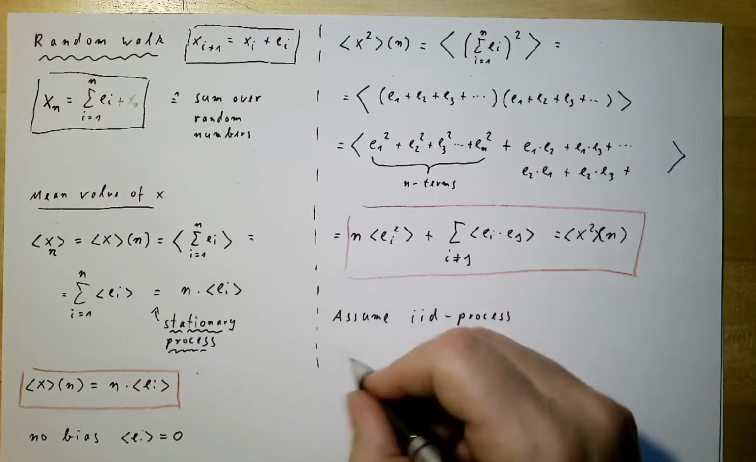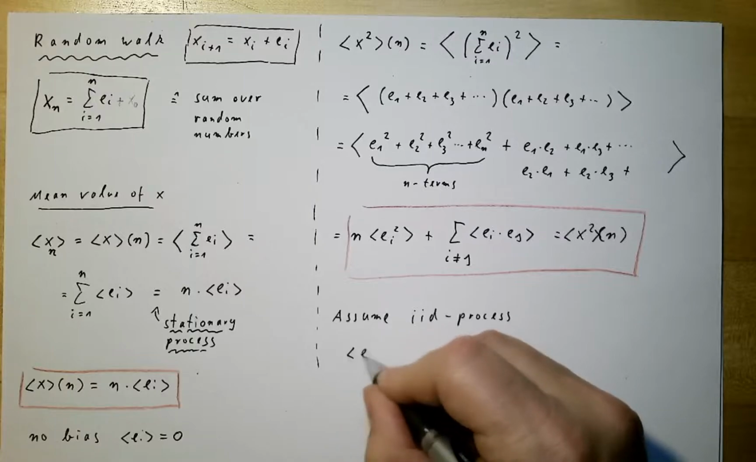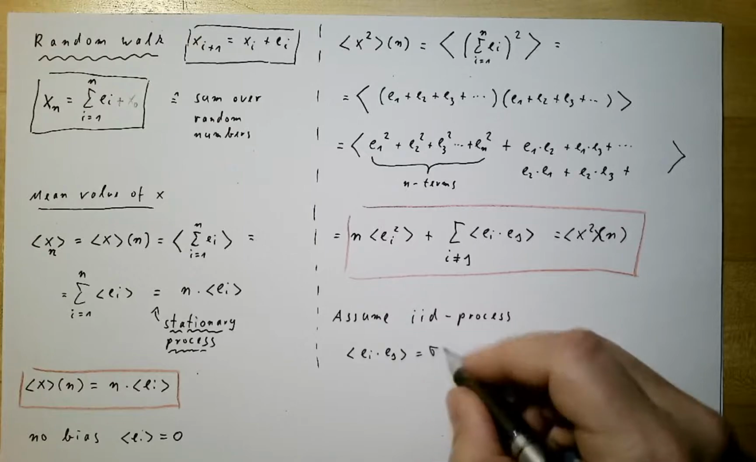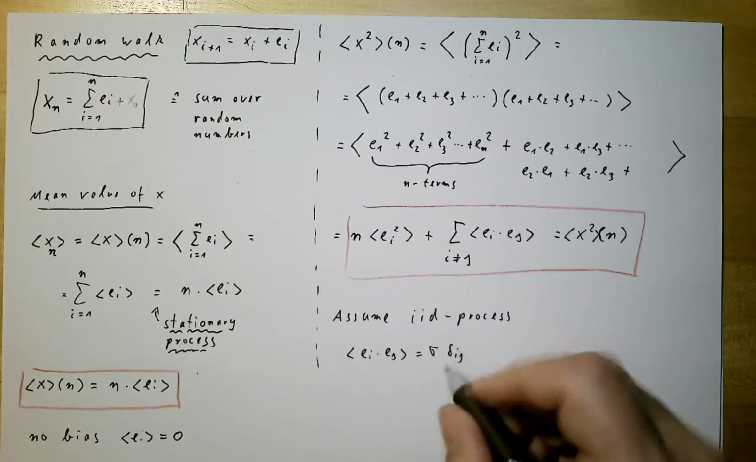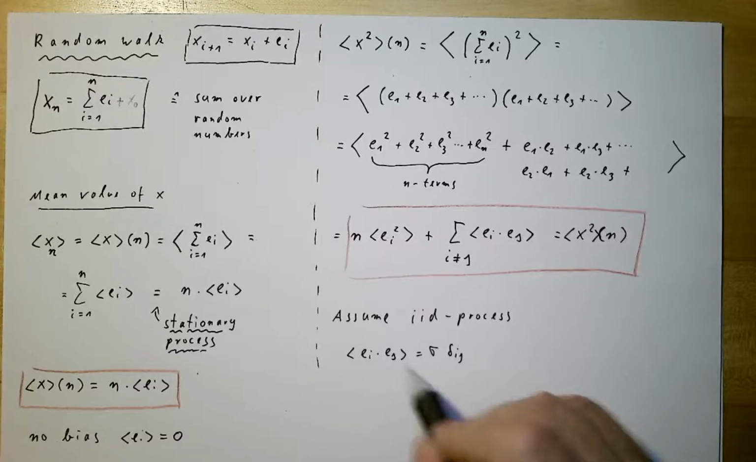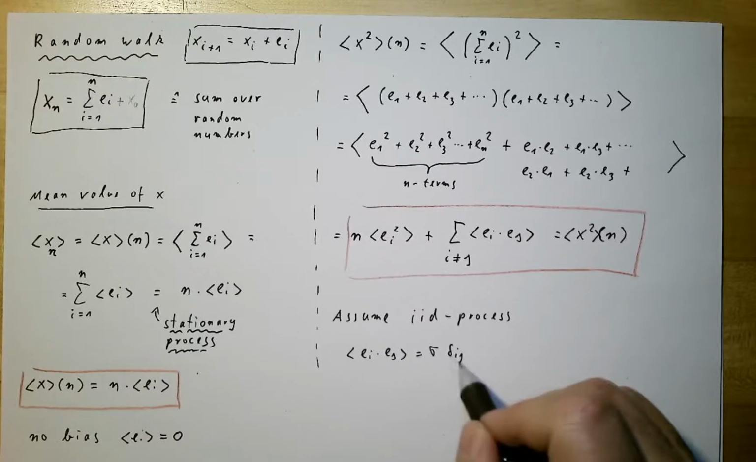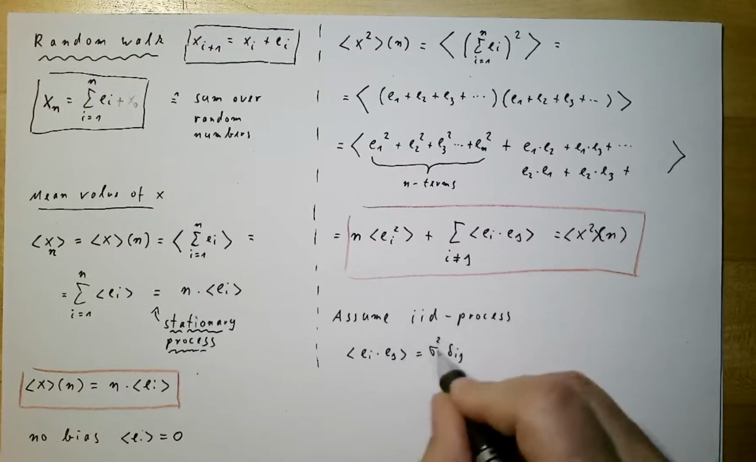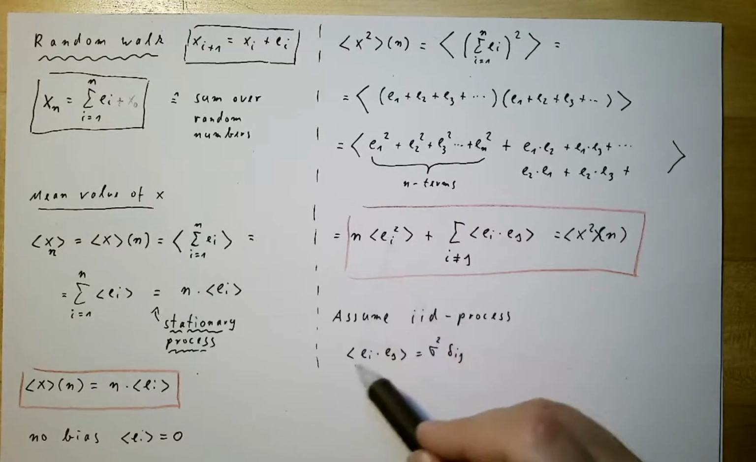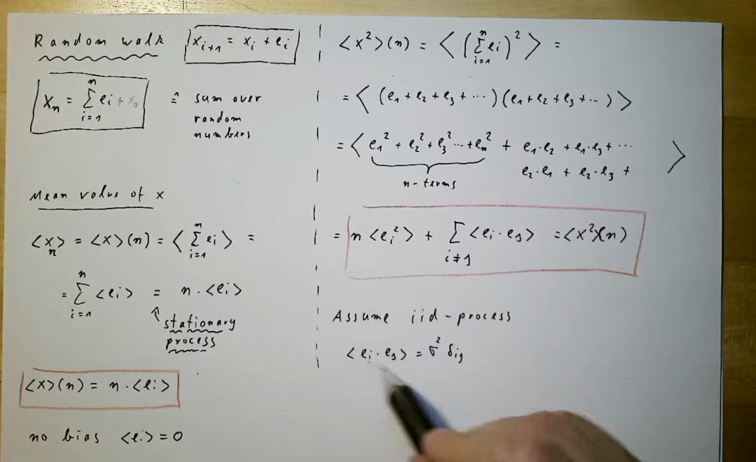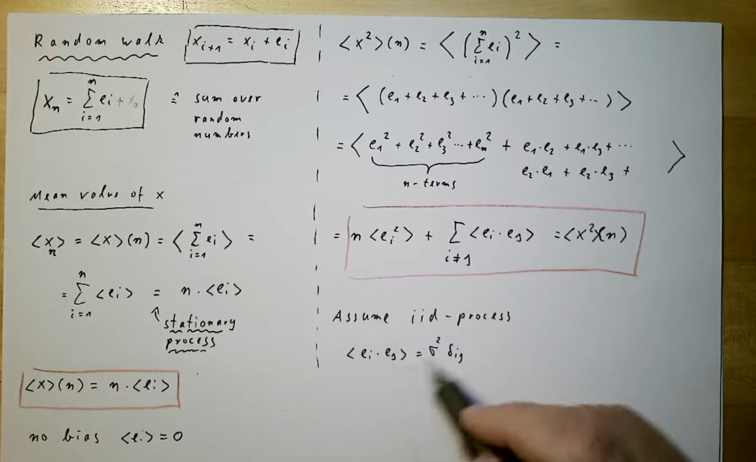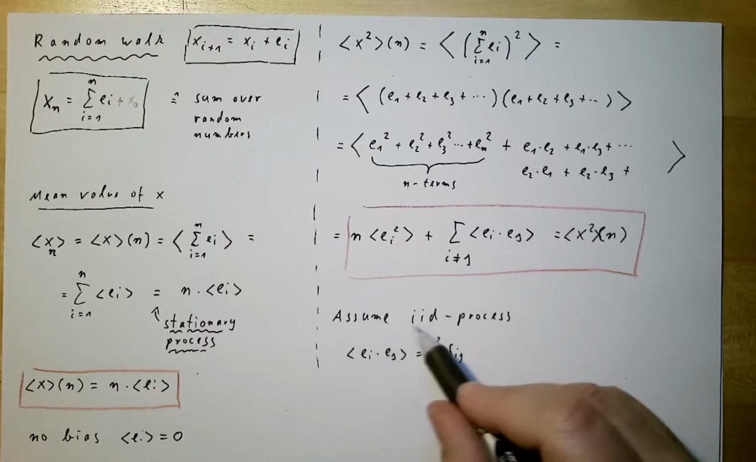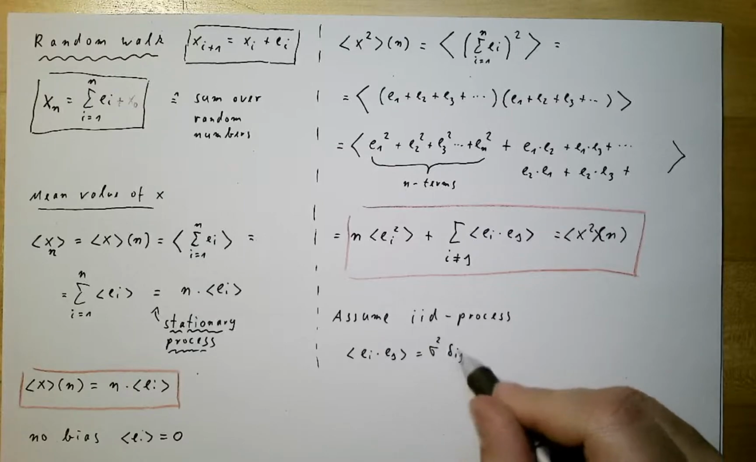Then we know that the autocovariance function of the increments is just in the form of a Kronecker delta. If i equals j, then we have the variance, because then we just have i squared. And if i and j are different time points, then the covariance is 0, because we have no memory in the IID process. So we have here the Kronecker delta.